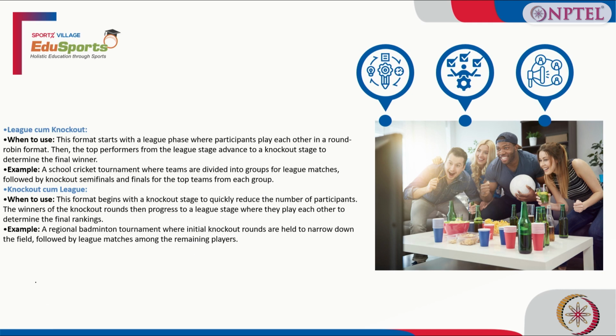Then you have knockout-cum-league. This format works exactly the opposite way, where there is a knockout stage in the beginning. This is mainly done to reduce the number of participants in the beginning, and then the winners of the knockout keep progressing to a league stage.